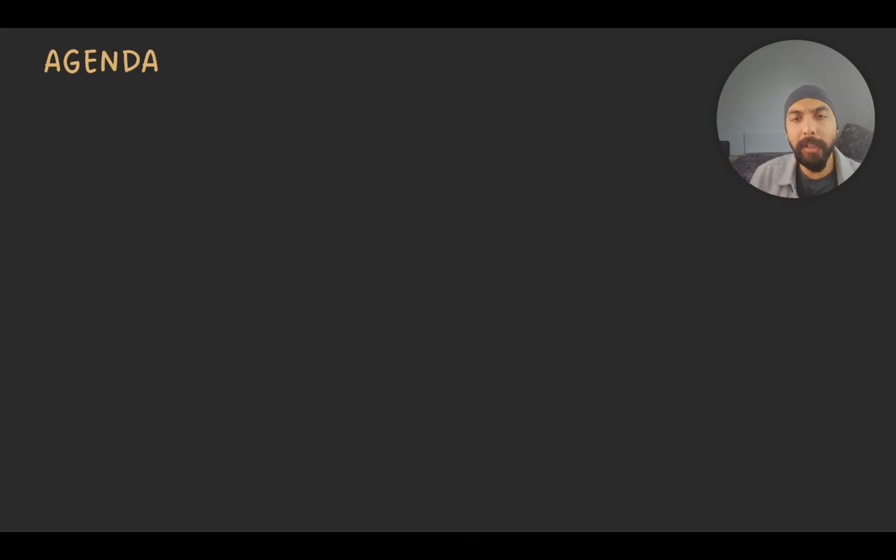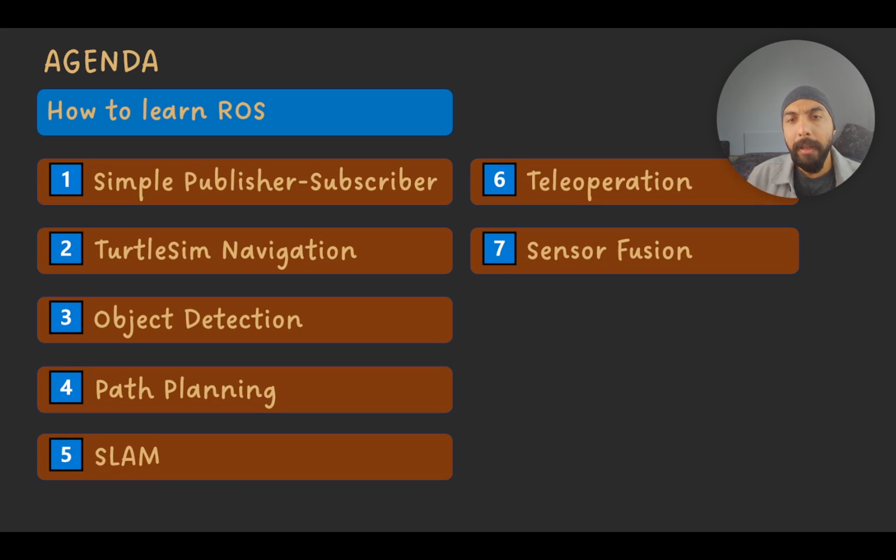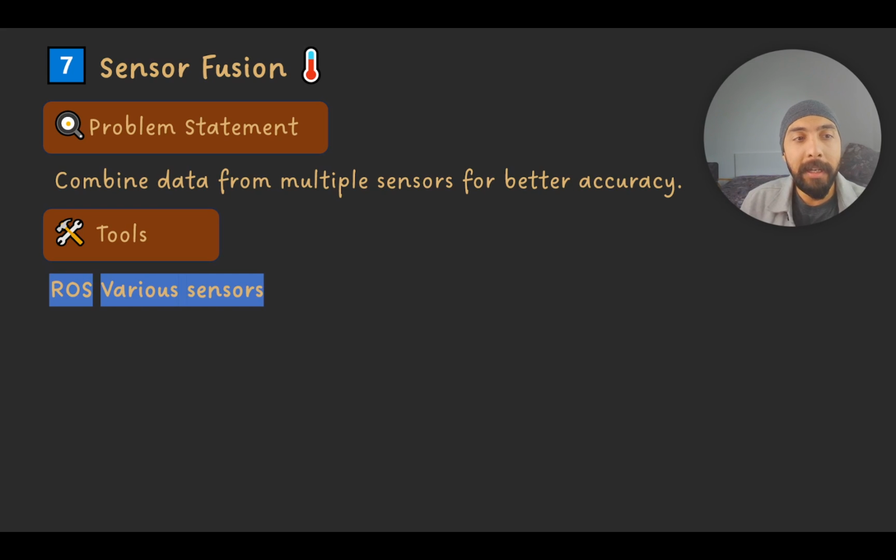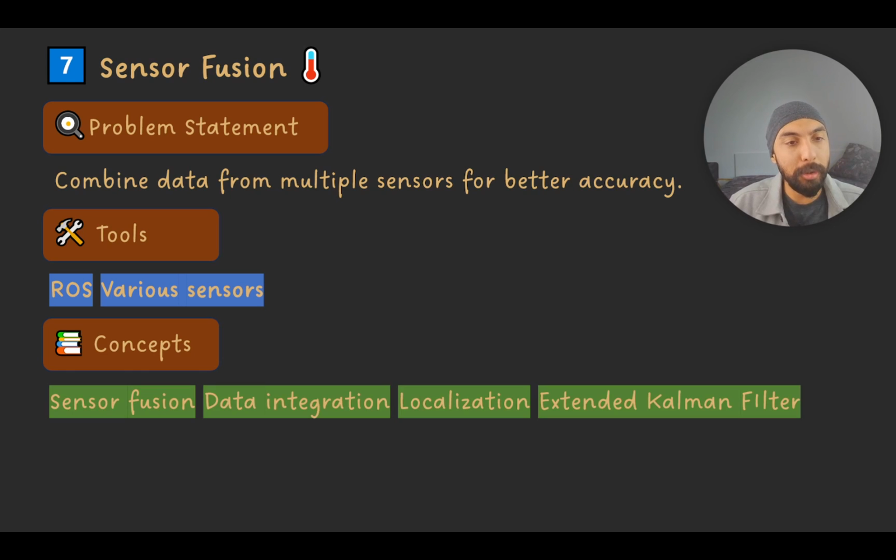And coming to the next project now, the next project is about sensor fusion, and you need to combine data from multiple sensors for better accuracy. You need to have multiple sensors in this case. You can have simulated sensors in ROS and Gazebo, so that shouldn't be a problem. You would learn concepts such as sensor fusion, data integration, localization, extended Kalman filters.